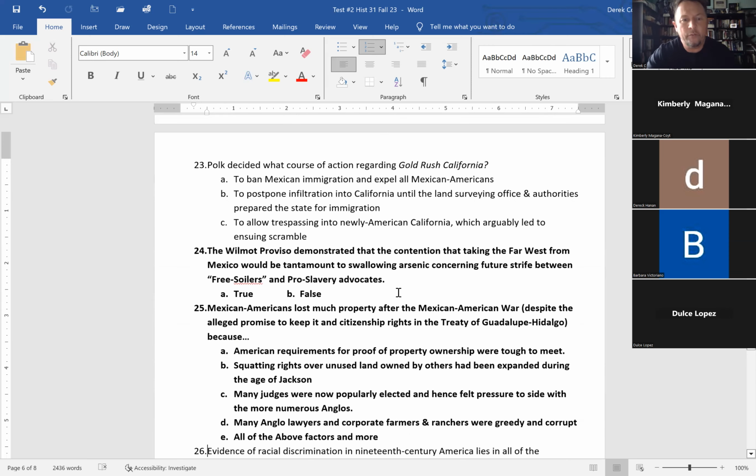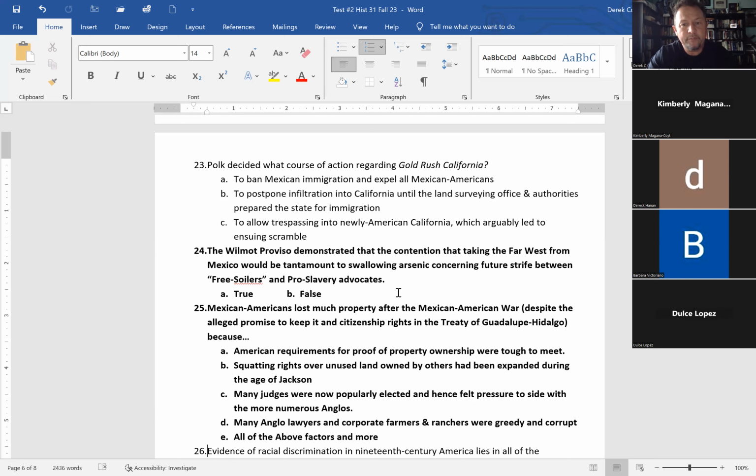The Wilmot Proviso said that in the land we're about to take from Mexico, because it was evident in 1847 that America was going to win militarily this war, he stated, whatever land we're going to take in the far west from Mexico, we ought to prohibit slavery in those new territories. And it started fistfights in Congress, right? Because can you spread slavery? That was the key to the Civil War.